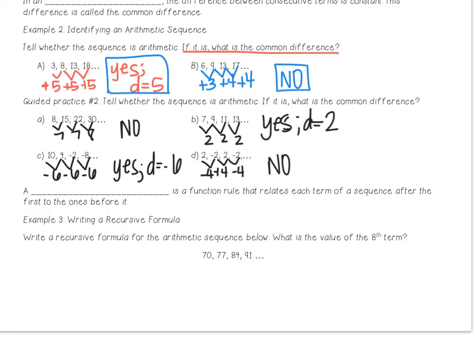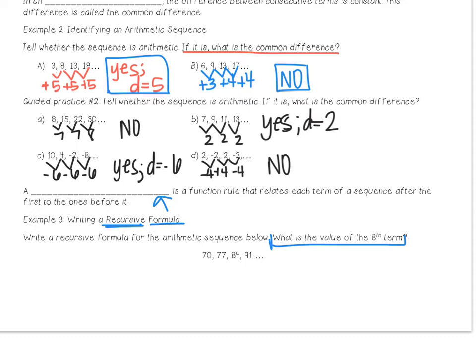A blank is a function rule that relates each term of a sequence after the first one to the ones before it. That's called a recursive formula. So that's what goes in the blank right there. For example 3, we are going to write a recursive formula. This is the easiest one to write. And then they want to know what the 8th term is.